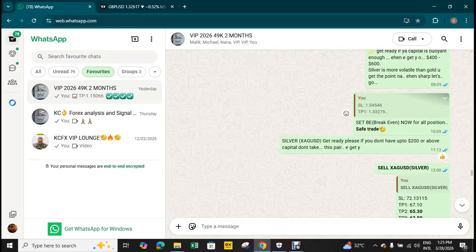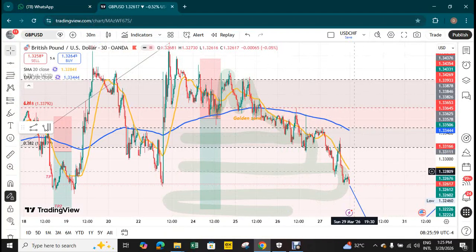So we saw GBP USD hit our TP1 on Thursday after we took the trade on Tuesday. Thursday we saw price hit TP1, and later in the afternoon we saw TP2 hit, and throughout, price has been falling.